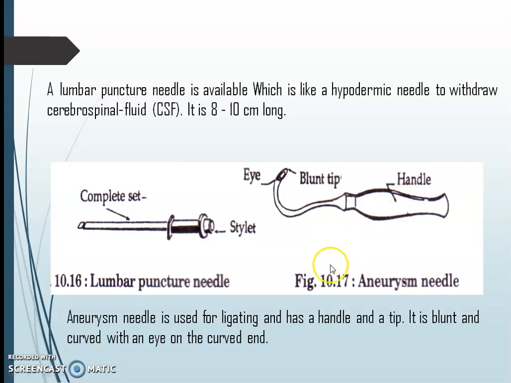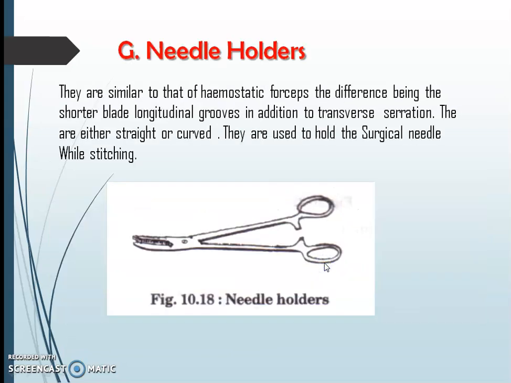This is the handle. Then the needle holder. They are similar to the hemostatic forceps, the difference being the shorter blade and longitudinal grooves in addition to transverse serration. They are either straight or curved. They are used to hold the surgical needle while stitching. This is a needle holder.